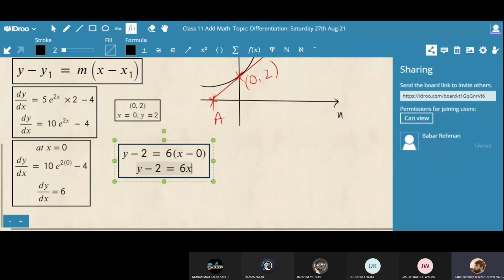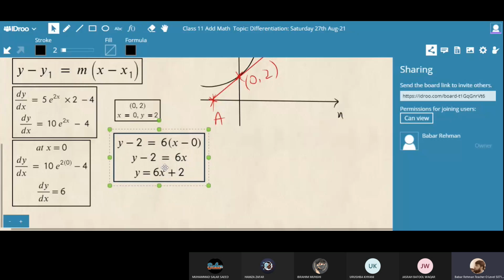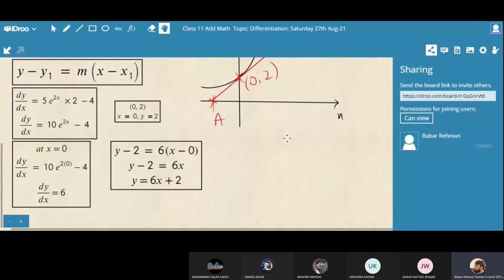6x. Okay, can I write the proper definition of this equation? Y is equal to 6x plus 2. Okay. This is the equation of tangent. Now you people know the coordinate geometry very well. Now this is the equation of this tangent. We have found the equation.